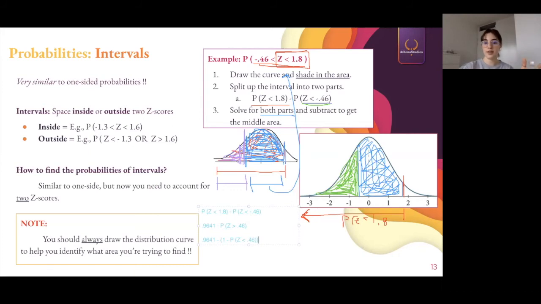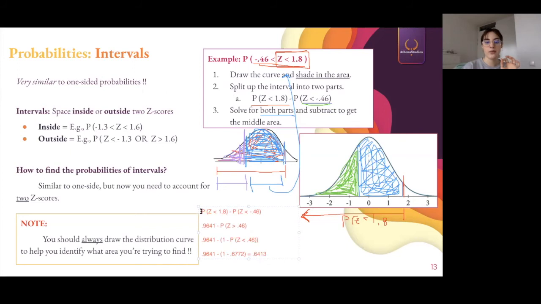So now that we've done that step, we can finally do 0.9641. And I'm just going to go ahead and tell you what this right here equals. So it's 1 minus 0.6772. And that whole thing is equal to 0.6413. And I'm actually going to change the color of this because it's a bit hard to see. So yeah, here we go.